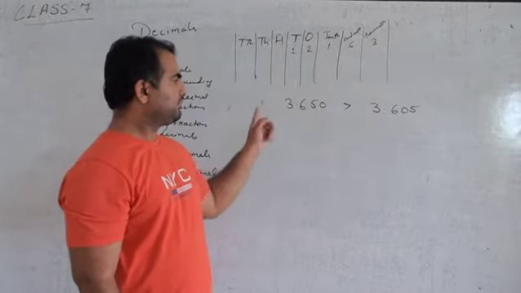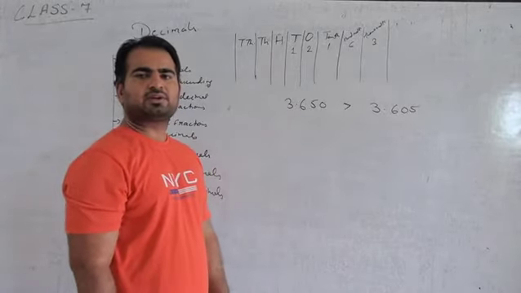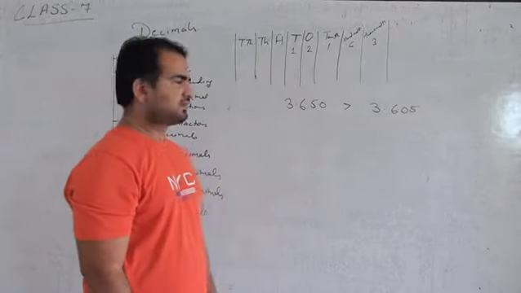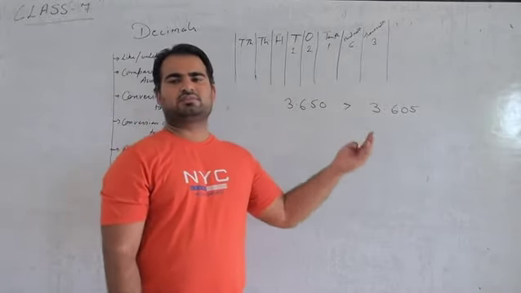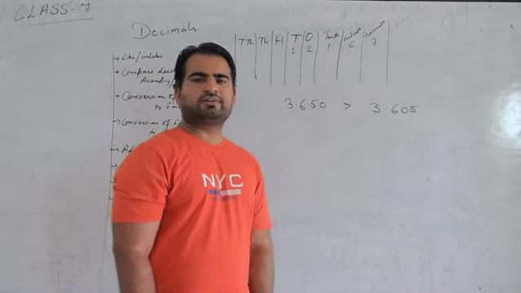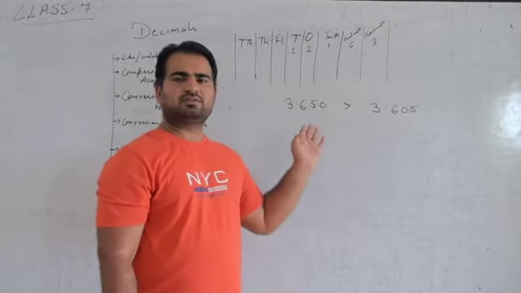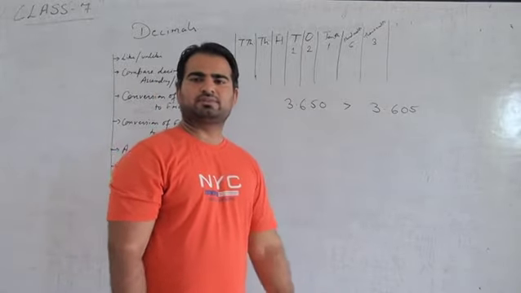From this you can compare two decimal numbers, or you can arrange them into ascending or descending order. Whether 2, 3, 4 or 5 numbers are given, you have to check and arrange them.